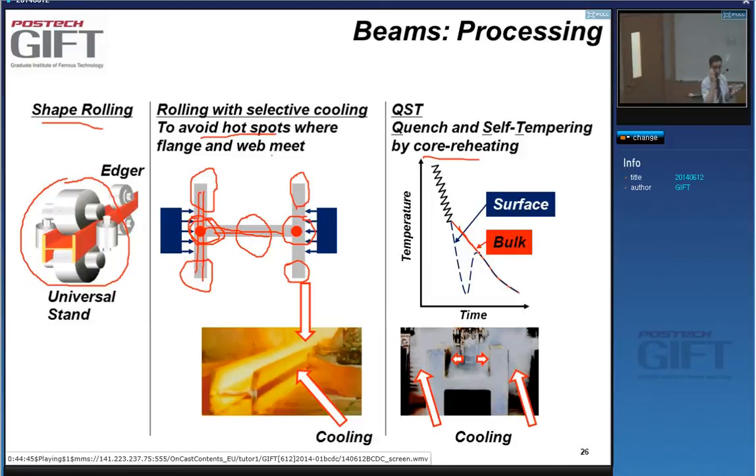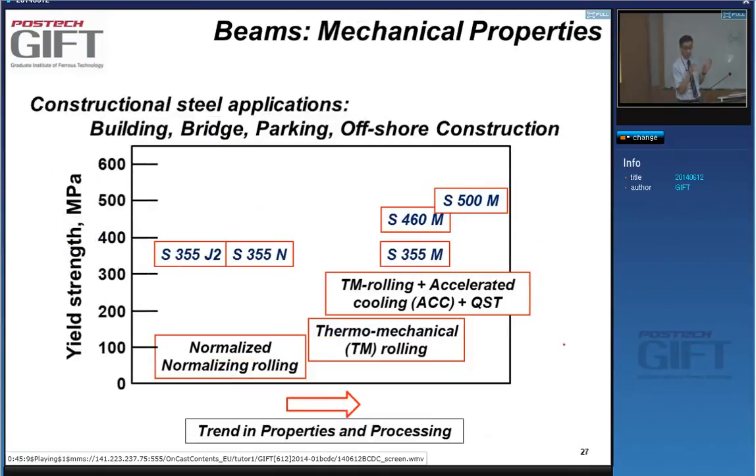And because that gives you a material with very high strength on the outer side, and the interior a much tougher and more ductile material, you get very nice properties. Right, so these constructional steels are very widely used. There's not a building that doesn't use them, yes? Buildings, bridges, parking, offshore, you name it.